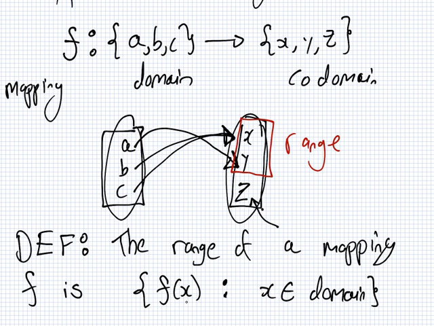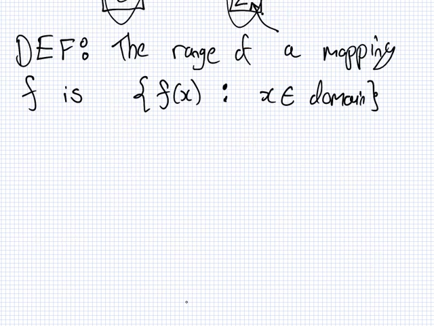1 over x is everything except 0, because you can't have 1 over x equal to 0. It never happens. So now let's look at the different types of functions, so the different types of mappings.